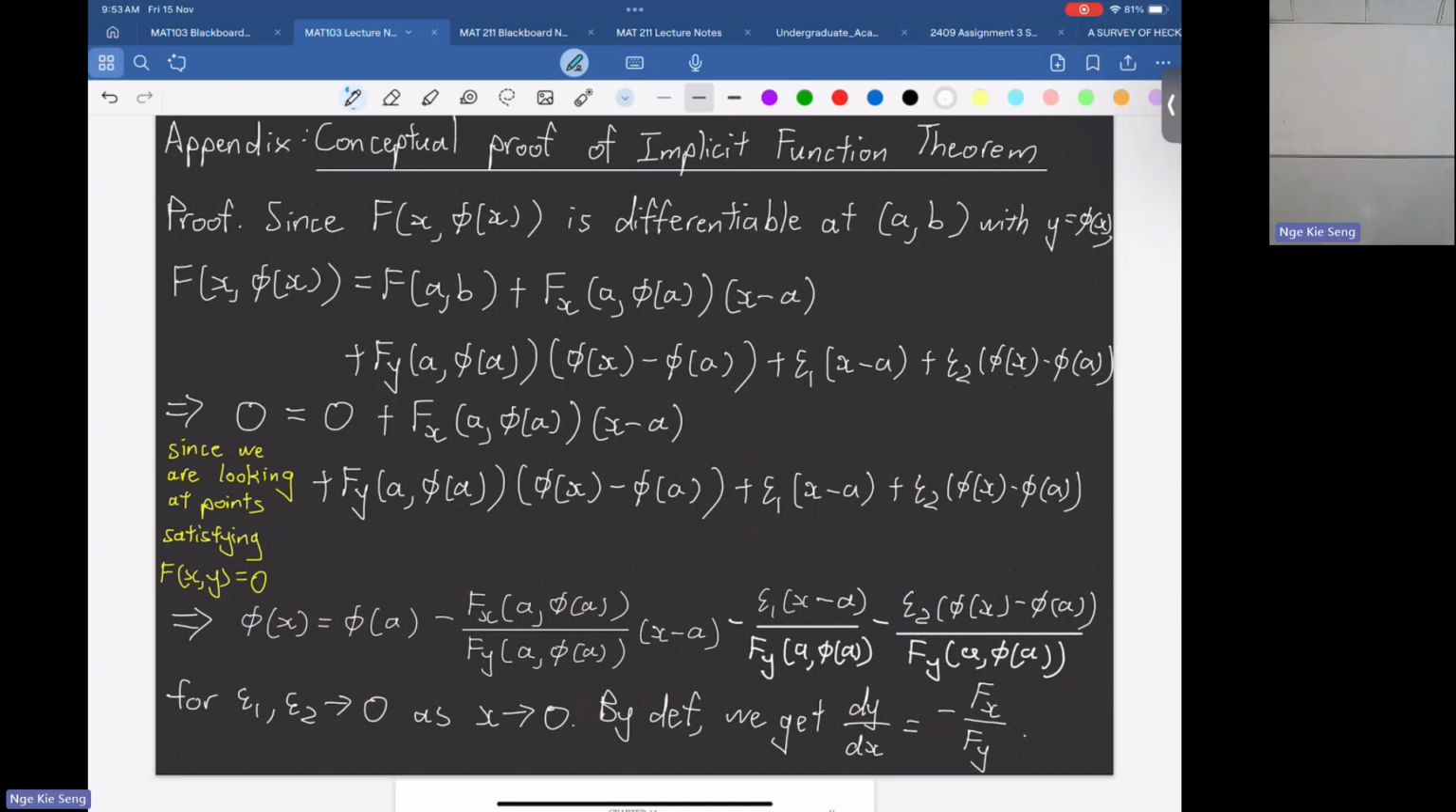Okay, so basically you move epsilon 1 and epsilon 2 to the other side. And then you just keep this fy times (phi(x) minus phi(a)) on one side only. All the other terms move to the other side. Then you divide by fy first, and then you move a to the other side. Okay, so I claim you can see dy/dx here.